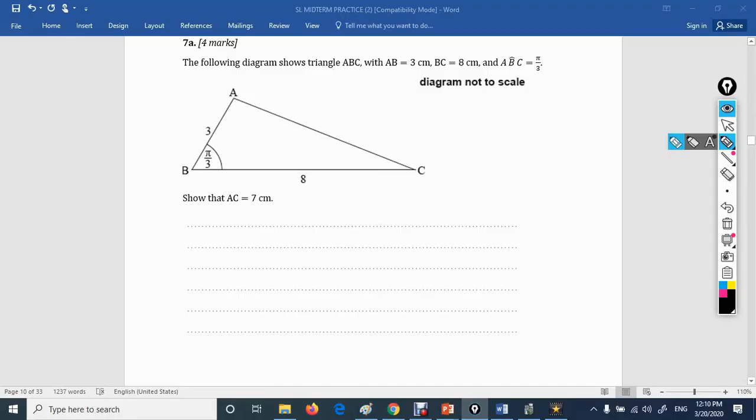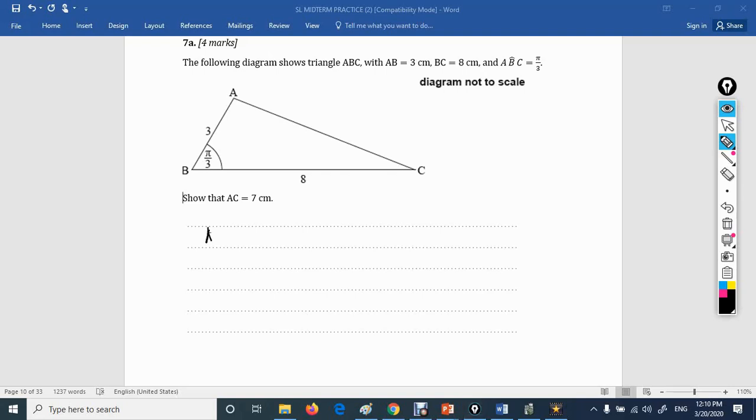So we're now working on question 7a. It shows us a diagram with a triangle ABC that has length AB equal to 3, BC equal to 8, and angle ABC equal to pi thirds. Show that AC is equal to 7. So we have the side opposite to the angle, and the other two sides. This is obviously an application of the law of cosines.